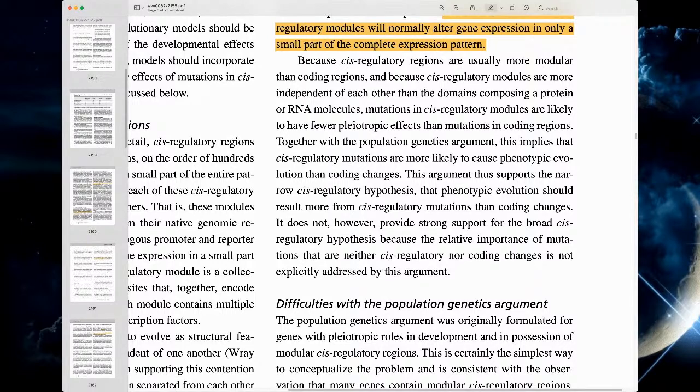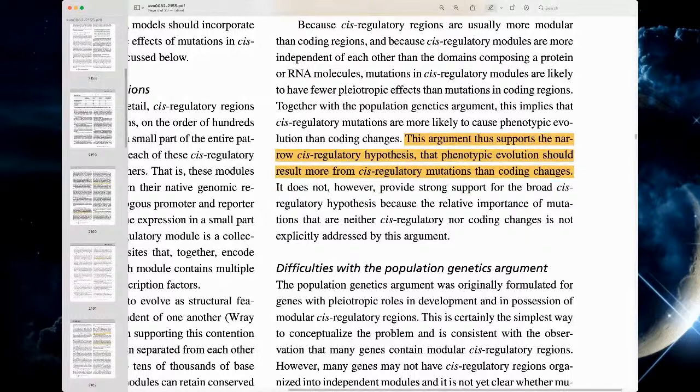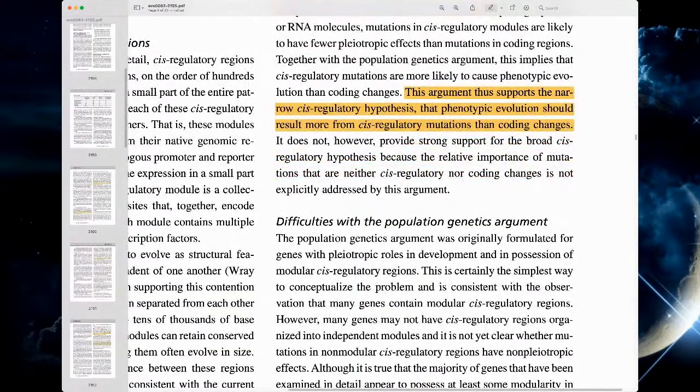This argument thus supports the narrow cis-regulatory hypothesis that phenotypic evolution should result more from cis-regulatory than coding changes. So that is the hypothesis. Okay. Right. So here they're basically saying that according to that hypothesis, that cis-regulatory mutations are most of the changes, is more supported in this case than the broad cis-regulatory hypothesis that says both kinds of changes are important. I think is what it's saying.